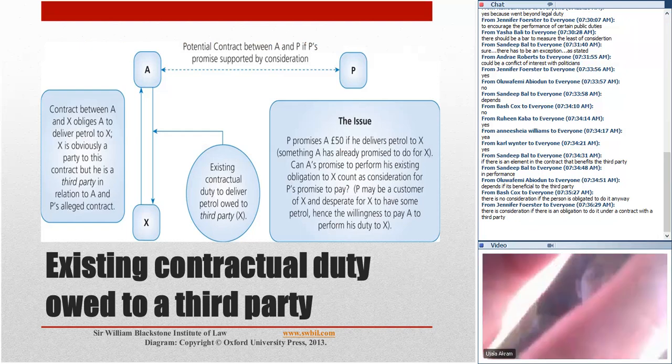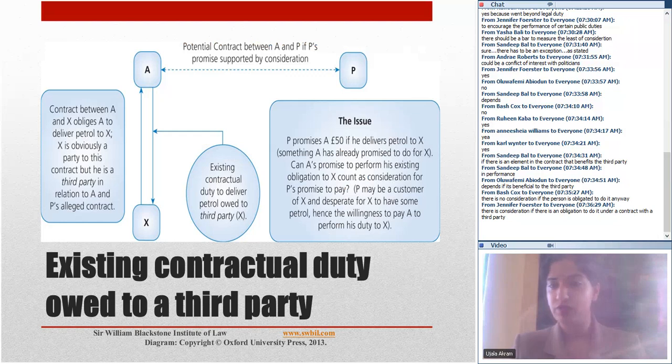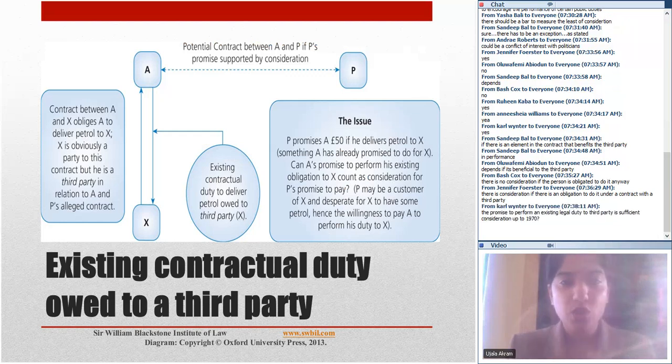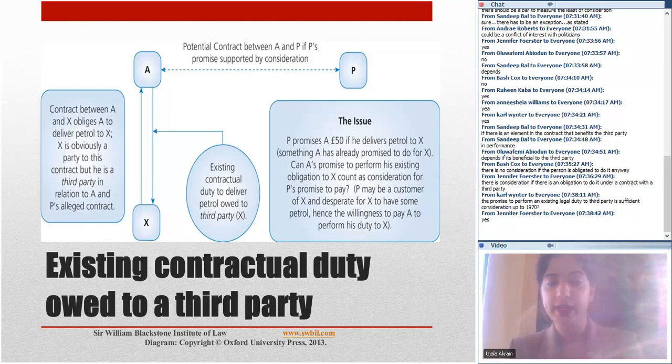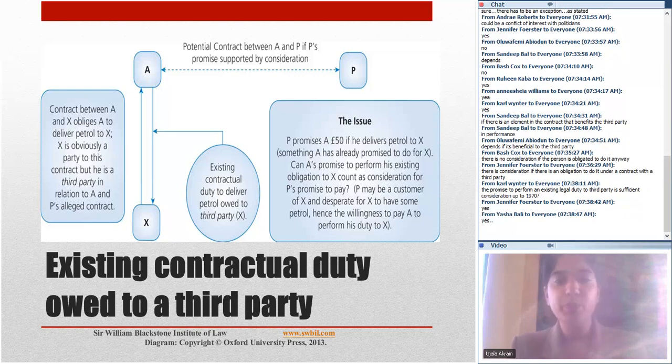Okay, so let's see a diagram that covers the same issue that we discussed in these two cases. So the issue is that P, if you look at the top of the diagram, P promises A £50 if he delivers petrol to X, right, a third party. Now A has already promised to do that for X. Can A's promise to perform his existing obligation to X count as consideration for P's promise to pay? Right? So P may be a customer of X, and P might be desperate for X to have some petrol, so therefore he is willing to pay A to perform his duty to X. So P is getting some kind of a benefit here.